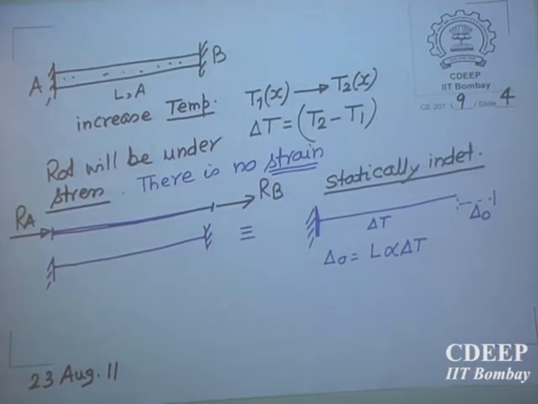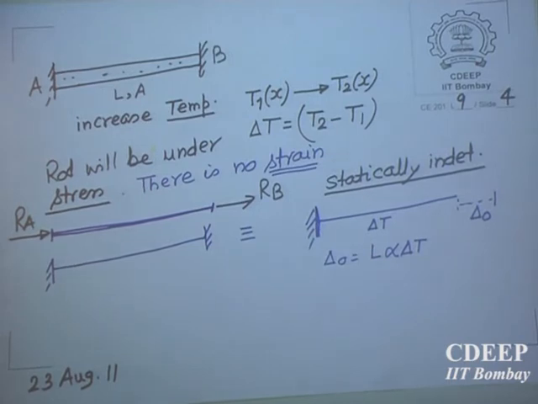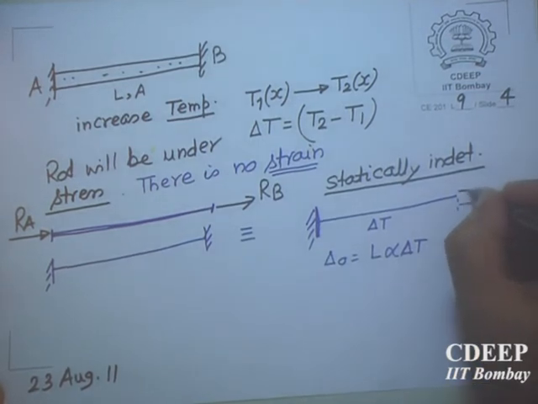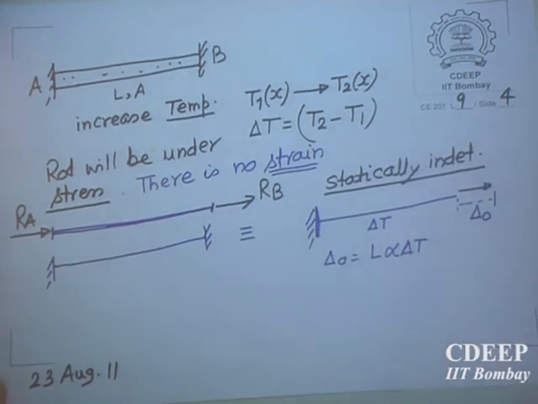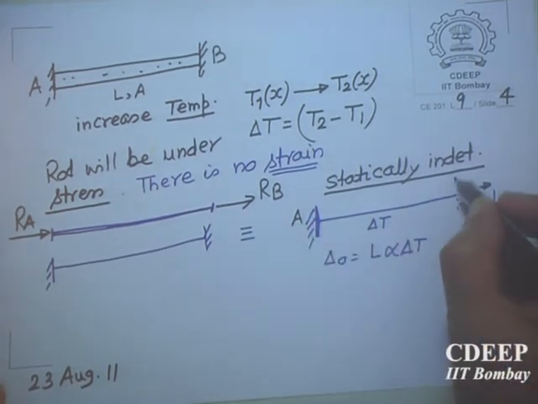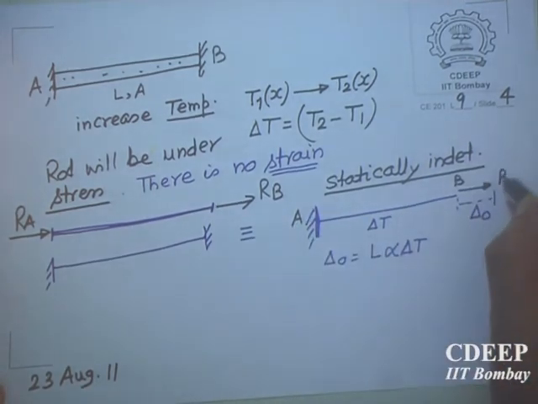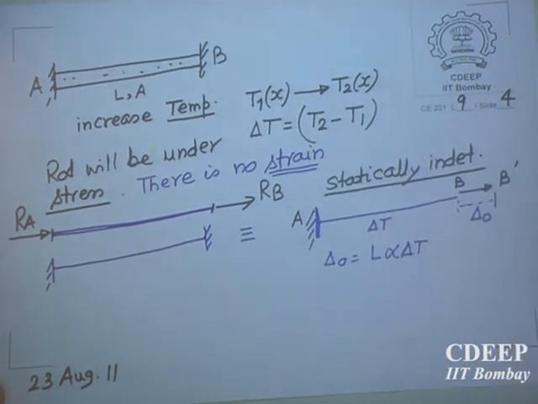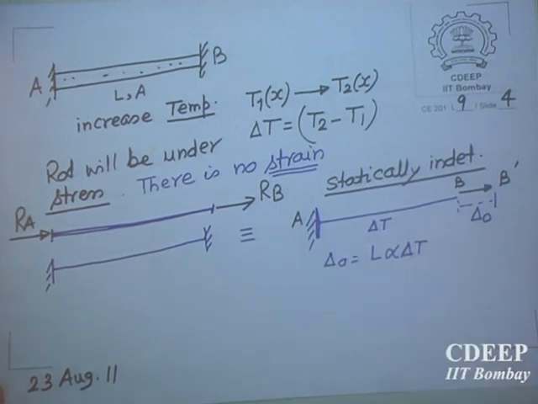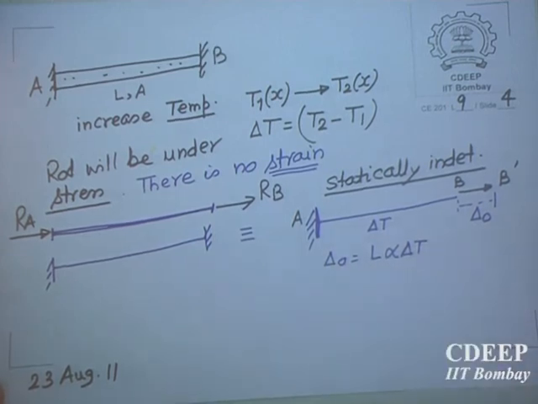How many of you have not understood this? That delta naught will be equal to L. If you make this support free, this will undergo a displacement this much from here to here. Point A is here, point B will move to B dash. So BB dash is equal to this. Is it clear to everybody?